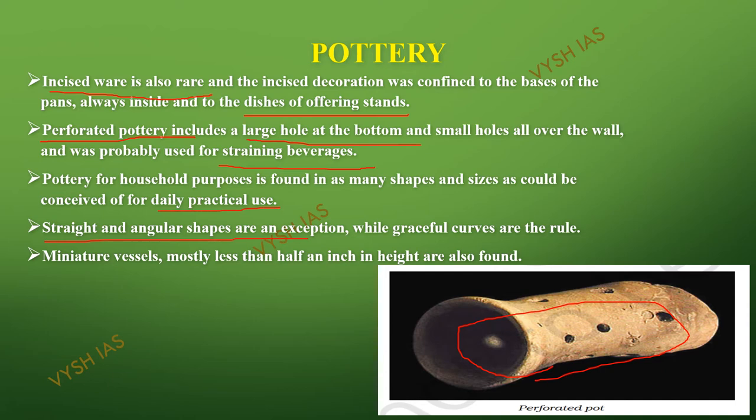And the straight and angular shapes were an exception, because we don't find any vessels even today in straight or angular shapes. The vessels, like a pot or some vessel, you'll always have some shapes, some curves, and all that is there in this pottery.